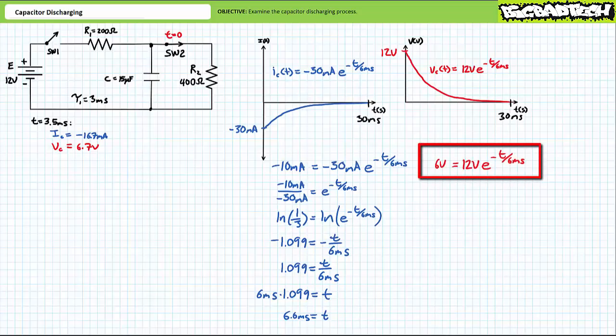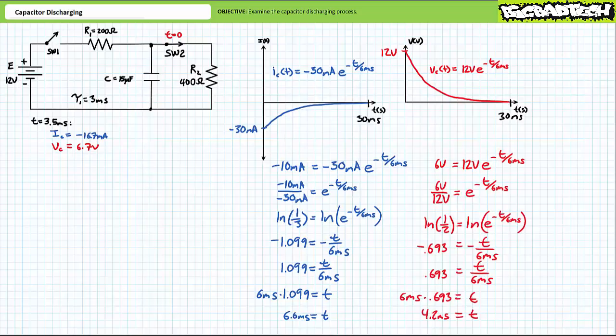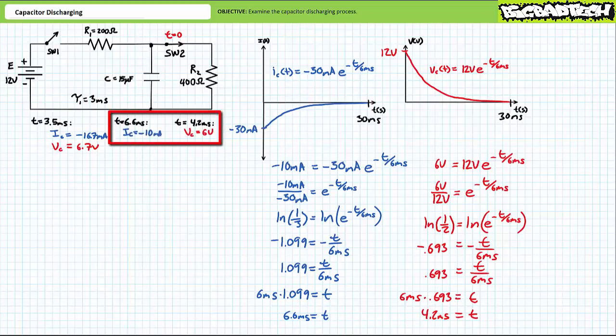We can perform the same type of analysis for voltage. Let's say we wish to know at what time the voltage across the capacitor has dropped to 6 volts, half of its start value. 6 volts equals 12 volts times e to the negative t over 6 milliseconds. What time value in milliseconds satisfies this condition? Divide both sides by 12 volts. Take the natural log of both sides, then remove the negative signs on both sides of the equation and multiply both sides by the time constant tau 2. We're left with a time value of roughly 4.2 milliseconds. Let's put these instantaneous values at t equals 6.6 milliseconds and t equals 4.2 milliseconds to the side for later use.